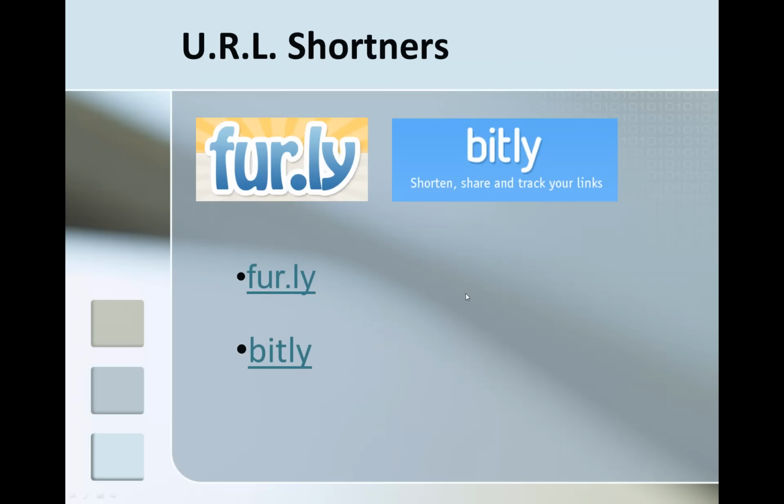Alright, let's talk about URL shorteners. Of course, URL is a uniform resource locator. URL is often referred to as a web page address, a website address. And there are two URL shorteners that are very popular and used today, Furly and Bitly. What Furly and Bitly do is they take the web page address, the URL, and they shrink it down into a short address. So if you have something that's very, very long, it'll shrink it down. And they both work about the same way.